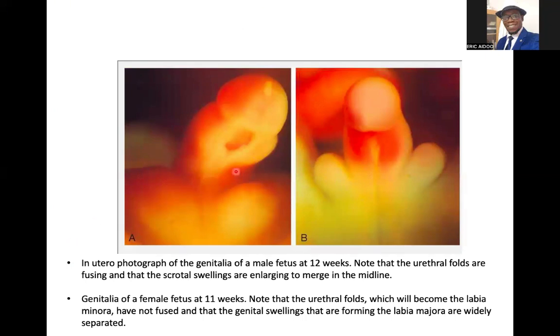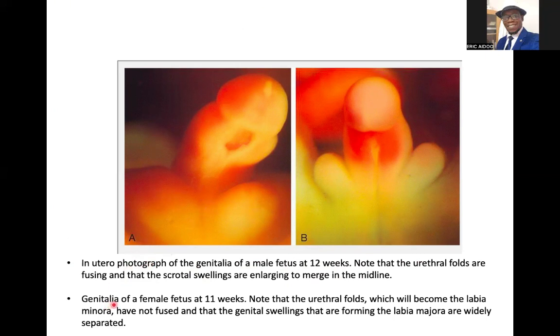So in this picture, in utero photograph of the genitalia of a male fetus at 12 weeks, note that the urethral folds are fusing and that the scrotal swellings are enlarging to merge in the midline. So this is what is occurring. These ones are enlarging and they'll fuse in the midline.